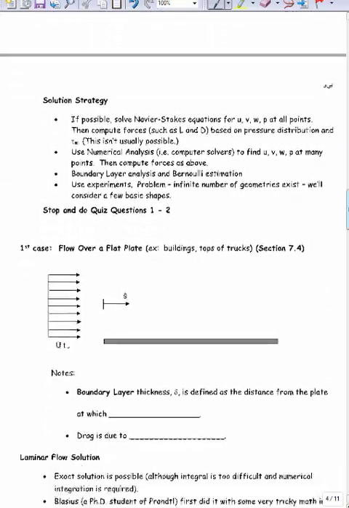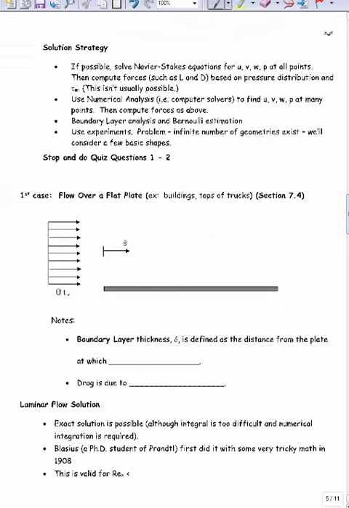Okay, so our solution strategy on these problems. If possible, you could solve the Navier-Stokes equations. Not usually possible. We do have laminar flow over a flat plate solution. We're not going to go through it. It's pretty complicated actually, but we do have that solution because somebody has done that for us before. But other than that, it won't be possible to do the Navier-Stokes equations. Another option is to use numerical analysis, or CFD, and that's very nice to use, not always perfectly accurate.